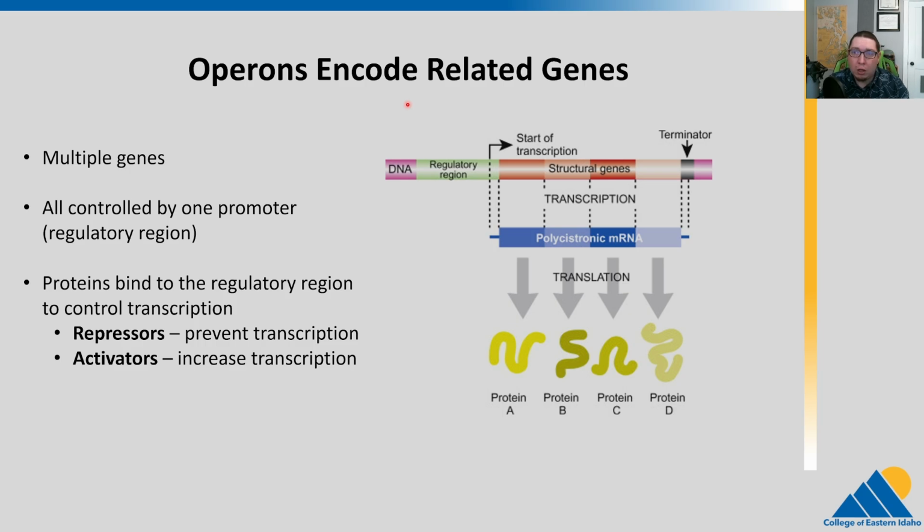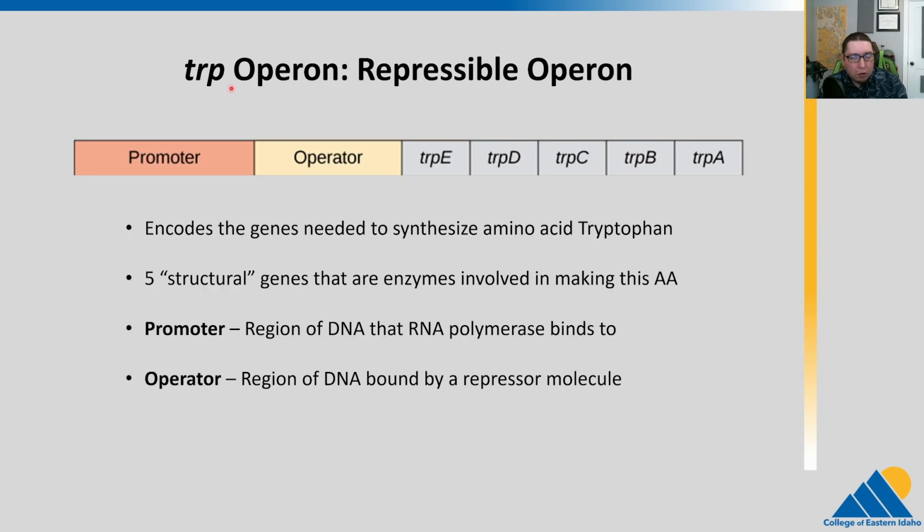Let's look at a real example. So here's the Trp operon. This is a repressible operon. That means it can be turned off, basically. And the Trp operon encodes the genes needed to synthesize the amino acid tryptophan. So tryptophan is one of our amino acids, and there are 1, 2, 3, 4, 5 genes right here that are involved in producing tryptophan. We call these genes the structural genes. These are the genes that do the work in this thing.